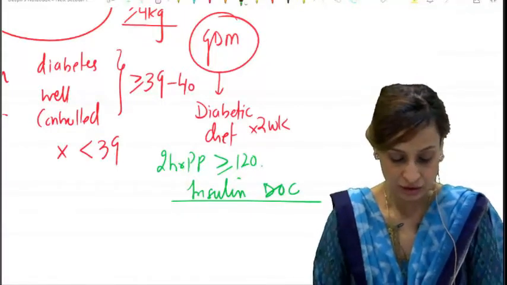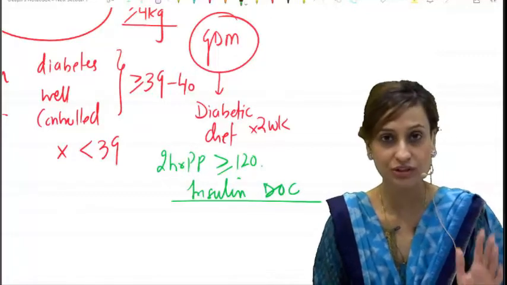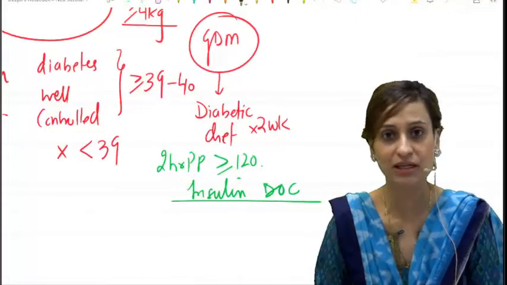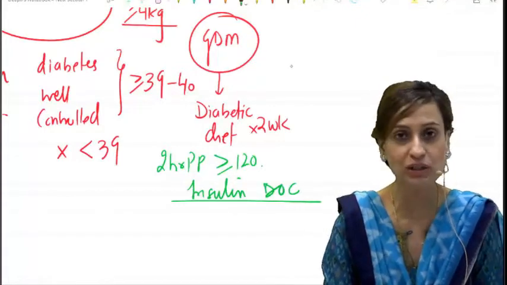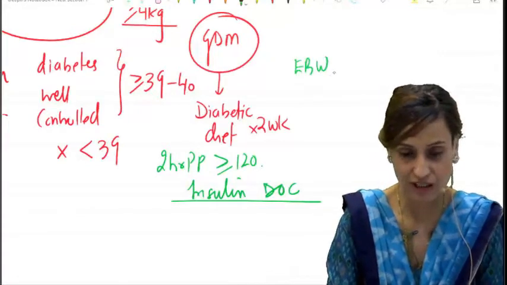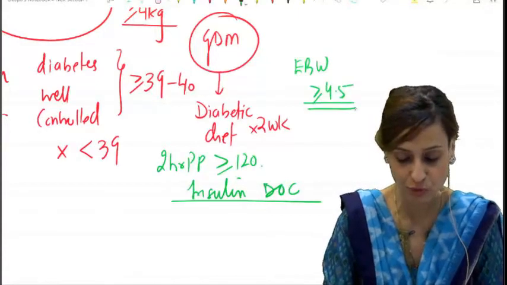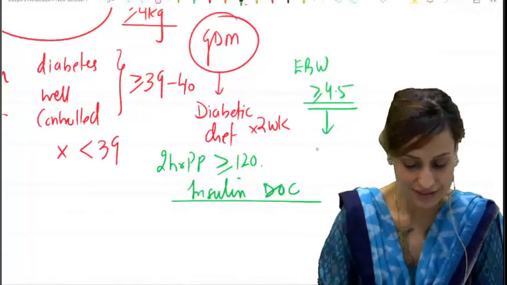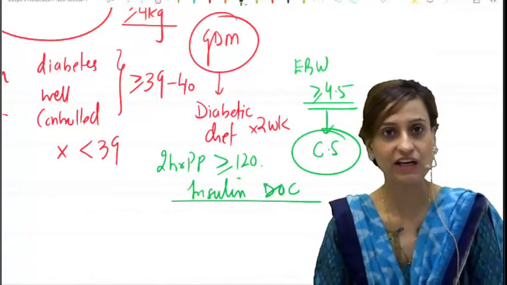And yes, once you talk about termination, as I told you, POG doesn't depend on weight, but definitely how you will deliver her depends on weight. If the estimated baby weight in a diabetic pregnancy is more than or equal to 4.5, then this is an indication to do a cesarean. Otherwise, they can very well be delivered by a vaginal delivery, okay?